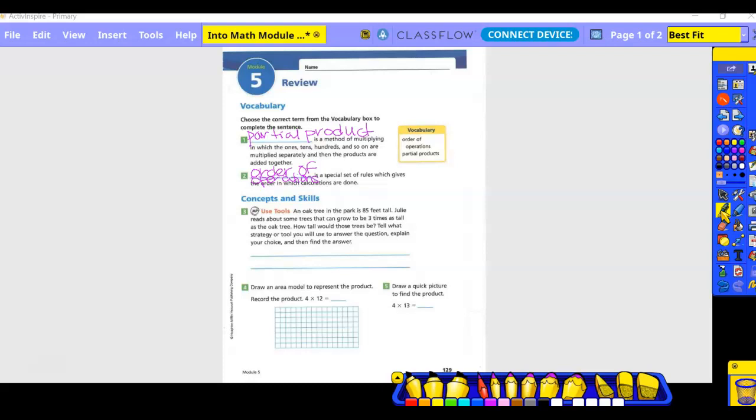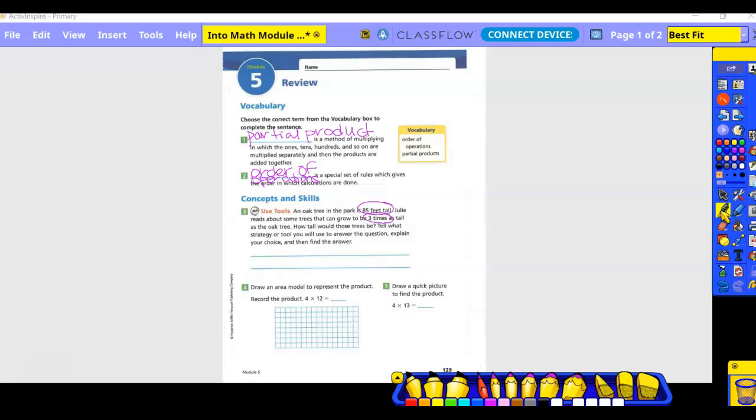Concepts and skills. Number 3, use tools. An oak tree in the park is 85 feet tall. Julie reads about some trees that can grow up to 3 times as tall as the oak tree. How tall would those trees be? Tell what strategy or tool you would use to answer the question. Explain your choice and then find the answer. Okay, so we have the 85 feet, and then the 3 times as much.